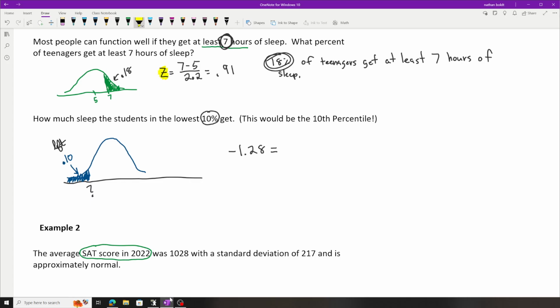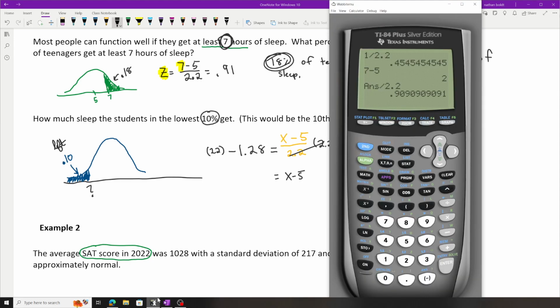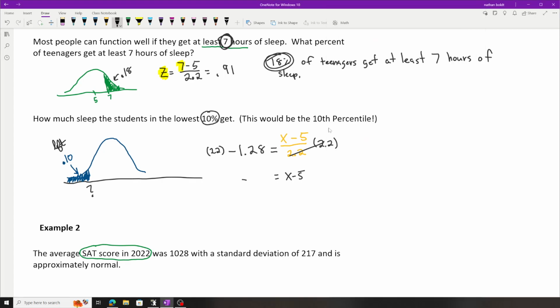Negative 1.28 standard deviations below the mean is equal to, all right, remember, I just found this number. And now we're going to solve for that number. X minus 5 divided by 2.2. And so now we simply solve for x. Multiply by 2.2 on both sides. We've done this before back with z-scores. So this should be home free, I hope, is equal to 2.2 times 1.28, 2.81. Remember that number is negative, right? A positive times a negative. So that will be negative 2.8.